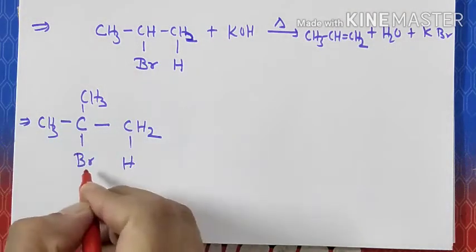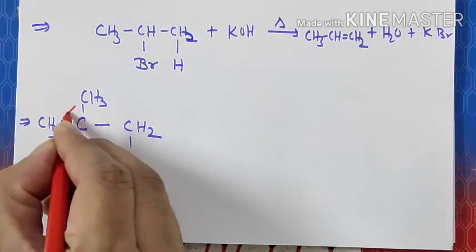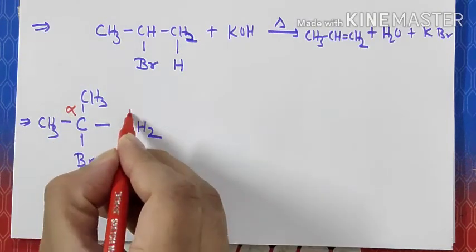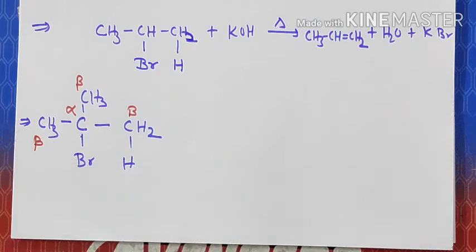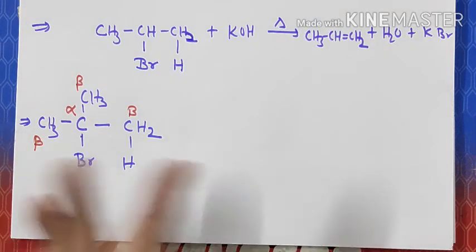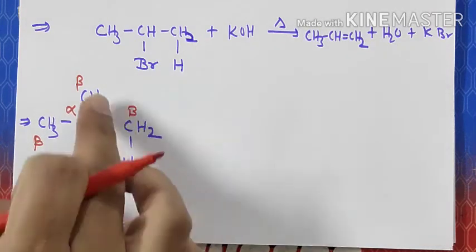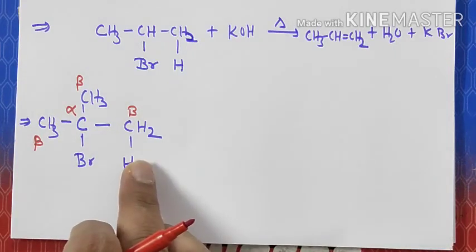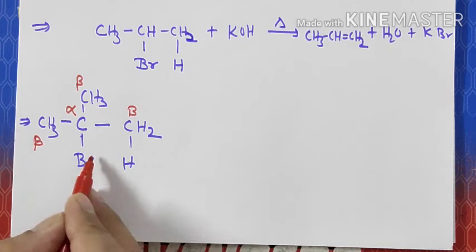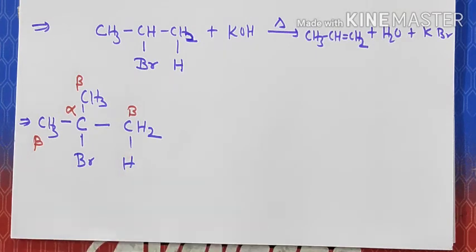Br is attached to this carbon, so this carbon is the alpha carbon. This one is a beta carbon, even this one is a beta carbon, and even this one is a beta carbon. So H can be removed from the beta position, either from this, this or this. But for simplicity, I have taken it from here. So Br will leave from here, and H will be removed from here.